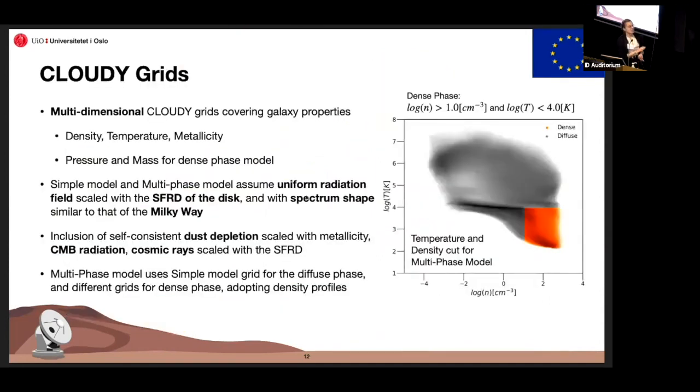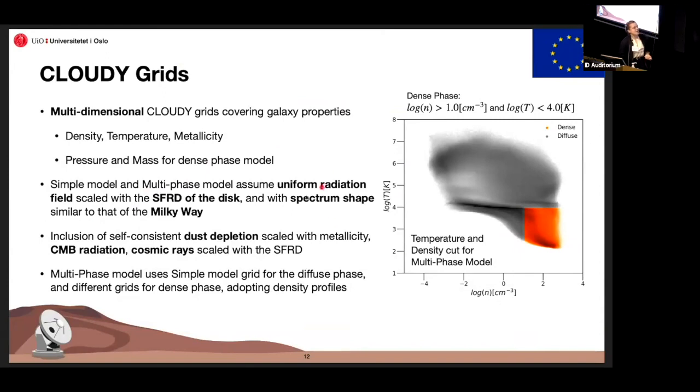My cloudy grids are all multidimensional, because I can't do a single cloudy grid for every particle, especially at Ponos, which has so many particles. So I make a grid using the density, temperature, and metallicity, but for the dense phase models, I also use the pressure and the mass of the dense particles.